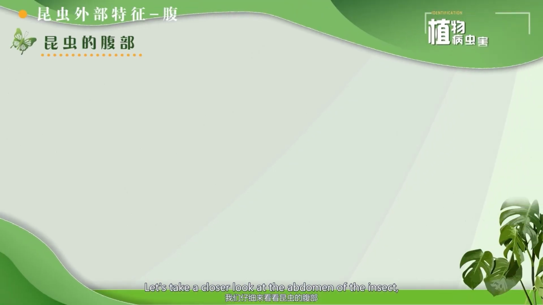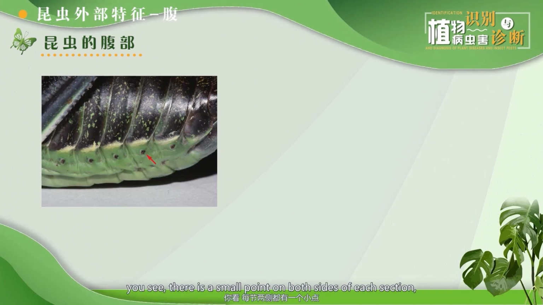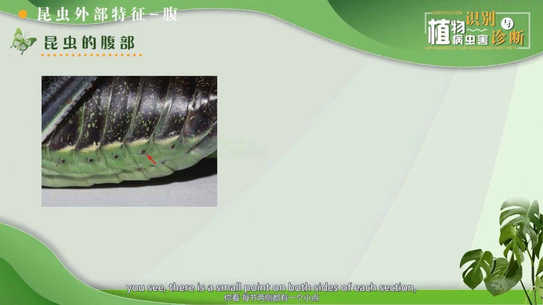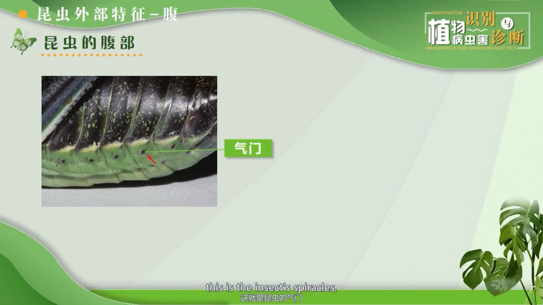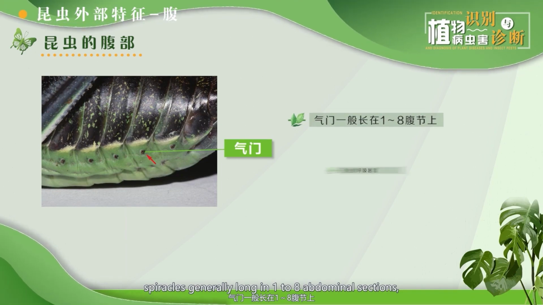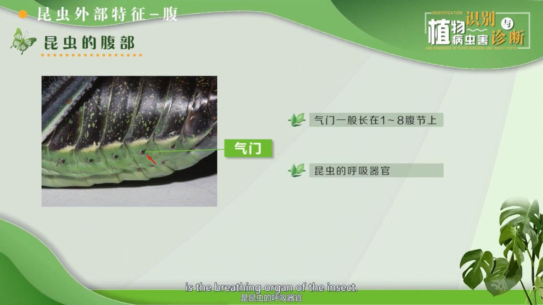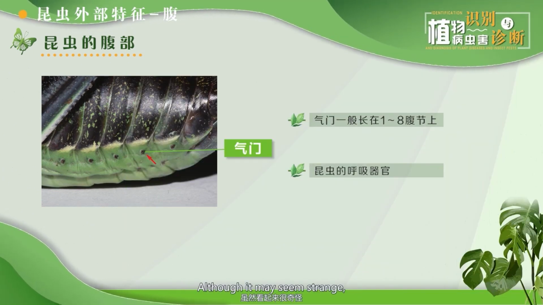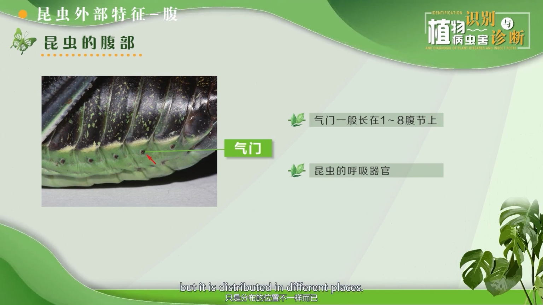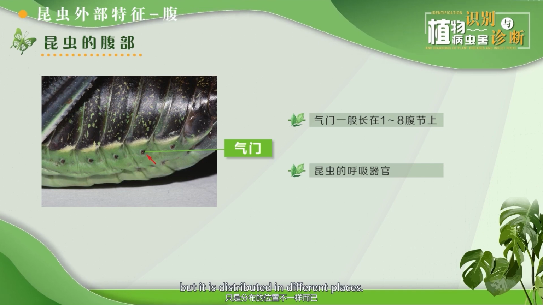Let's take a closer look at the abdomen of the insect. You see, there is a small point on both sides of each section. This is the insect's spiracles. Spiracles, generally found in abdominal sections 1 to 8, are the breathing organs of the insect. Although it may seem strange, it is similar to human lung breathing, but it is distributed in different places.